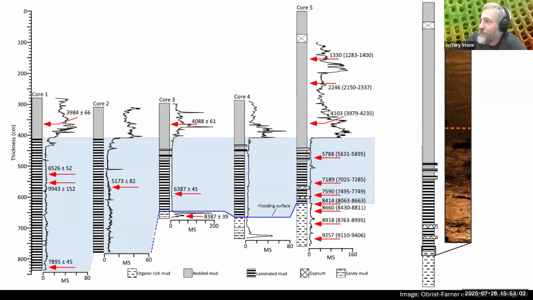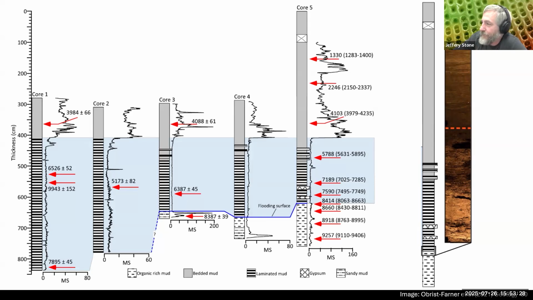The sediments themselves have an interesting characteristic. At the base of this diagram, you can see what it marks as a flooding surface. That flooding surface is a change in the sedimentology between this basically unlaminated section and these finely laminated, probably varve-like deposits that occur above it.